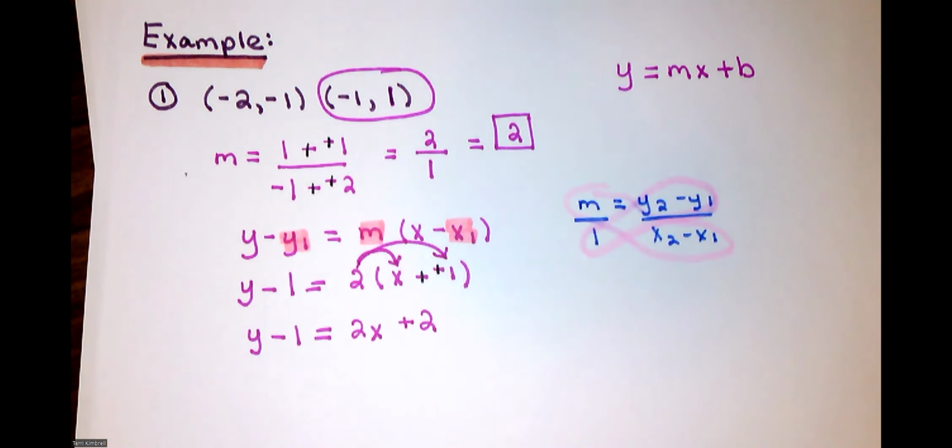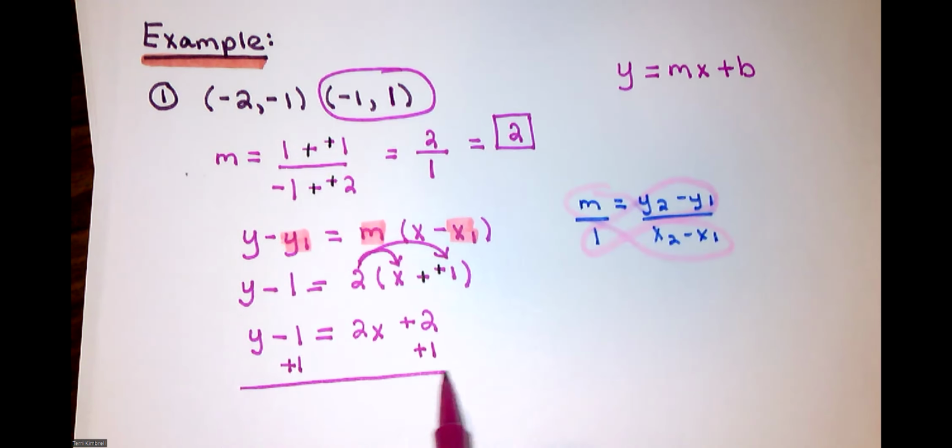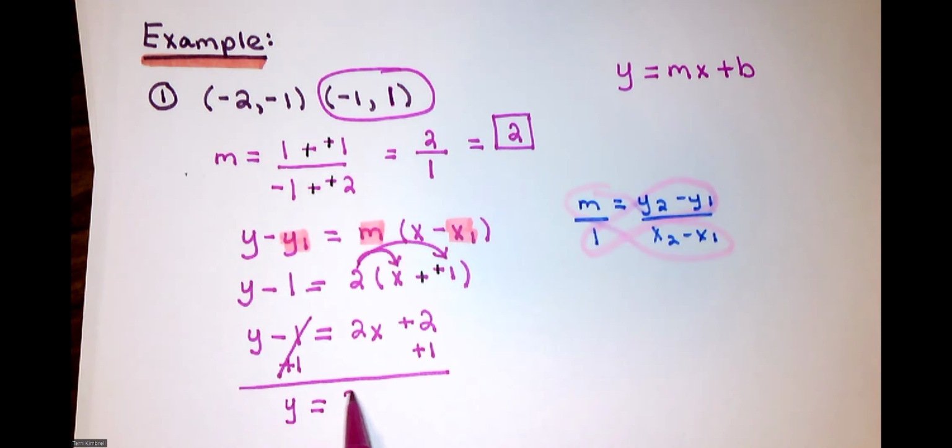And then the last thing is to isolate your y. So I'm going to add the 1 to both sides to get rid of the subtraction. So y is going to equal 2x plus 3.